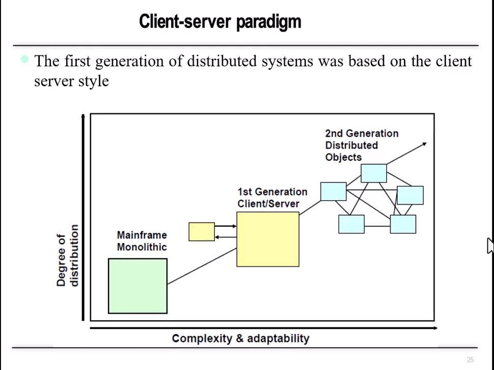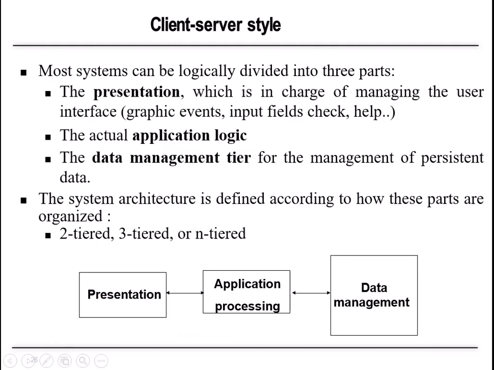The first generation of distributed systems was based on the client server style, like mainframe systems, and then the second generation, distributed objects. The second generation was mostly based on the distributed architecture. So first there were monolithic systems, and then the first generation came, which involved the server and client, and then the second generation included the distributed architecture, which includes the servers and clients.